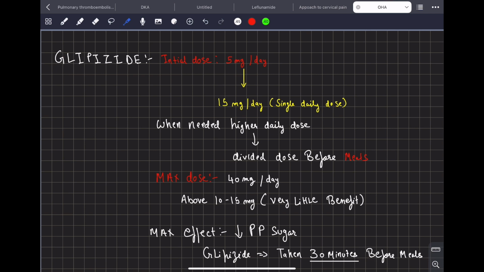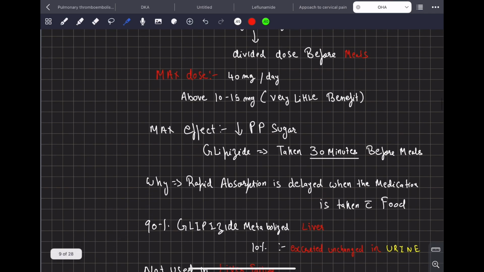So better move forward to dual therapy or triple therapy in the patient, right? So maximum benefit of this drug is seen in postprandial blood sugar level, so decrease PP2BS, right? And glipizide you should take 30 minutes before meal, right?